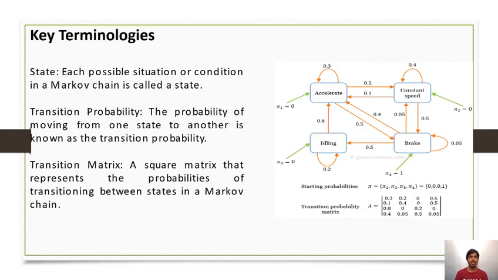Key terminologies of Markov chains. State: each possible situation or condition in a Markov chain is called a state. Transition probability: the probability of moving from one state to another is known as the transition probability. Transition matrix: a square matrix that represents the probabilities of transitioning between states in a Markov chain.